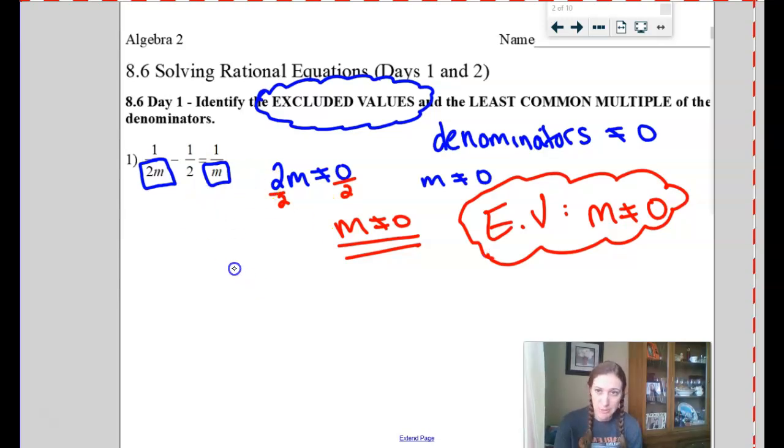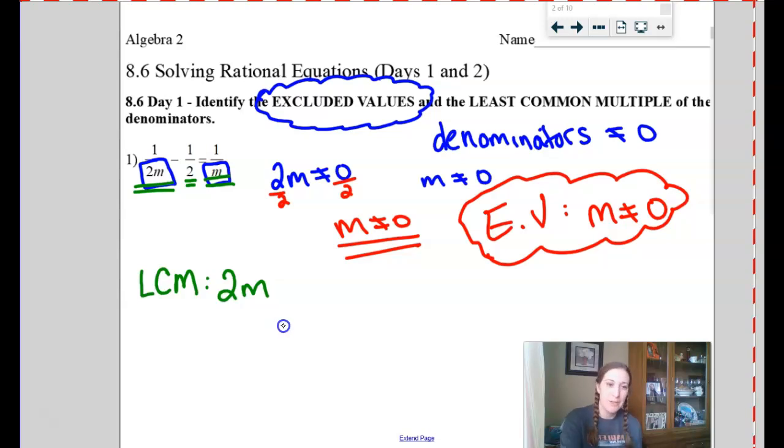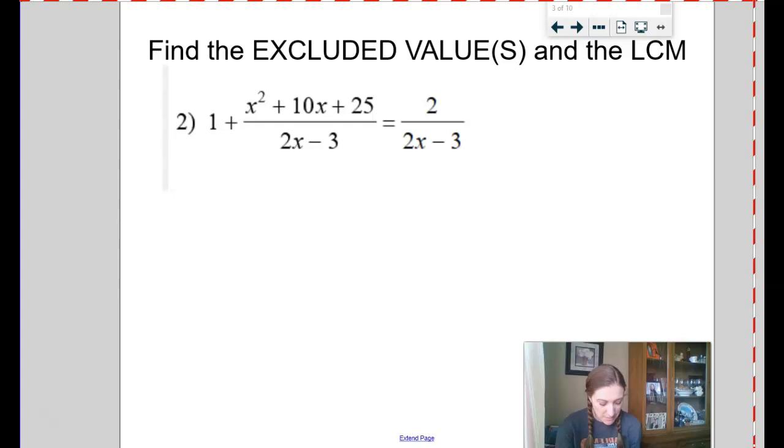The other idea that I want to talk to you about is your least common multiple, which is kind of synonymous with least common denominator, except today we're not going to keep the common denominator, we're going to knock it out with a common multiple. So your LCM would be when you look at your denominators and you think about the least common multiple of those. I notice we have a 2, and yes, it shows up twice, but they just have that in common. And then I see an m, and again it shows up twice, but they just have that in common. So the LCM for that particular problem is 2m. We're going to come back to using the LCM on 2 questions from now. Okay, so for now, just excluded values and LCM.